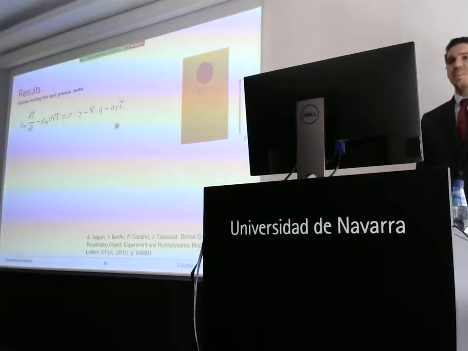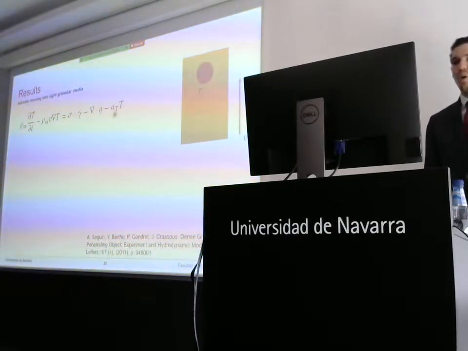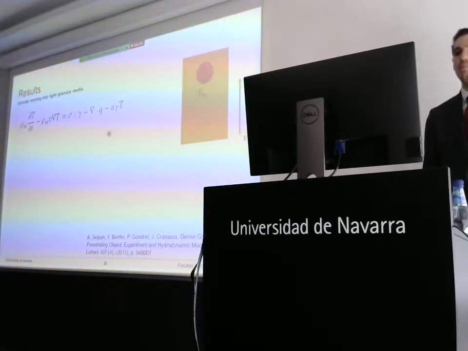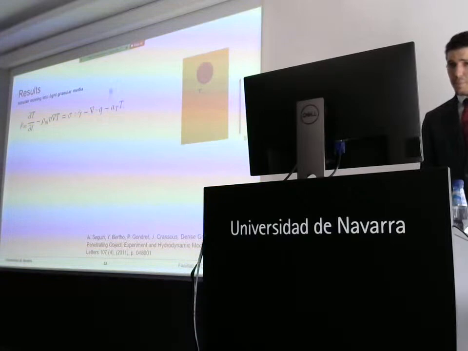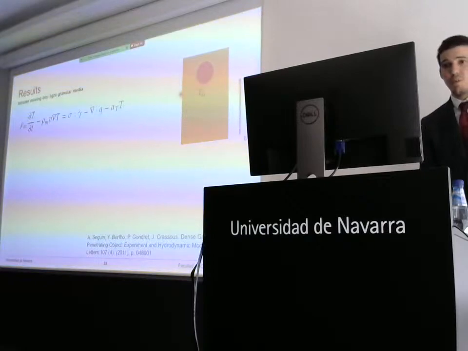So from a theoretical point of view, we can write the conservation equation for the energy, applying a model which has been employed before in a similar system. As a novelty, we have written this equation in terms of the co-moving reference frame of the intruder.